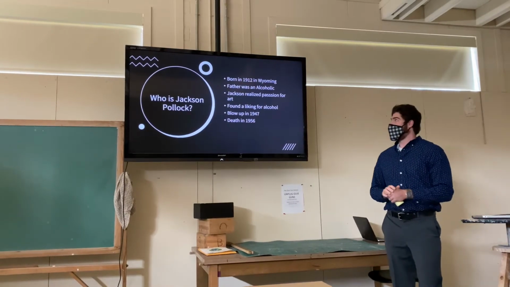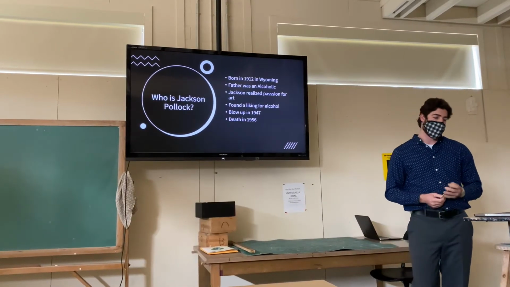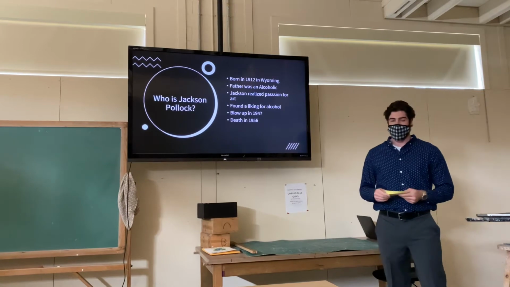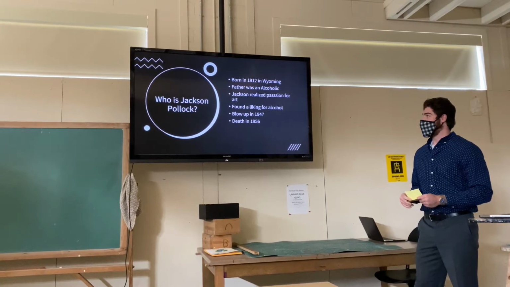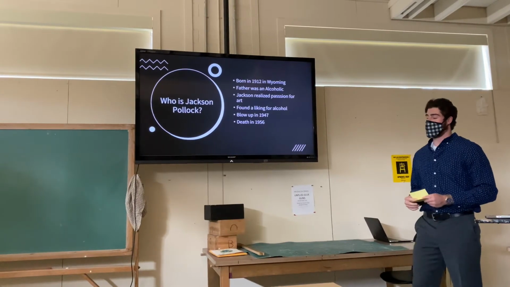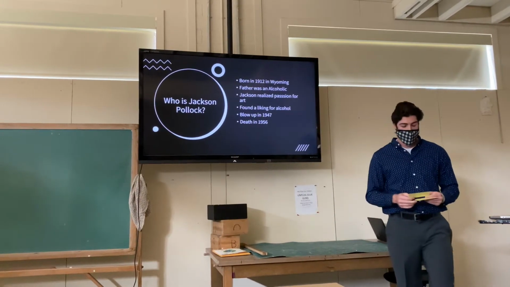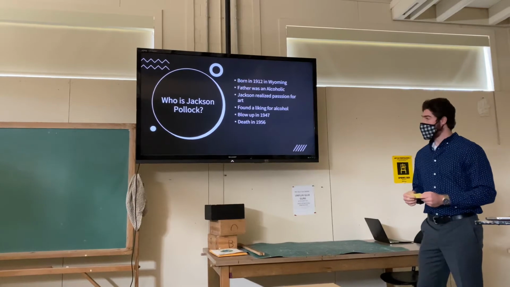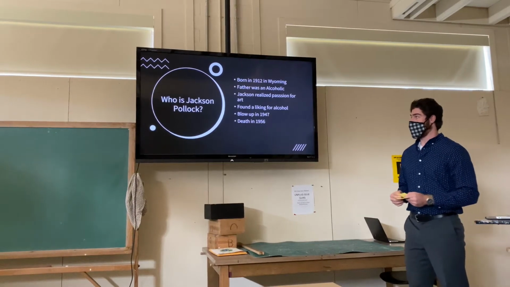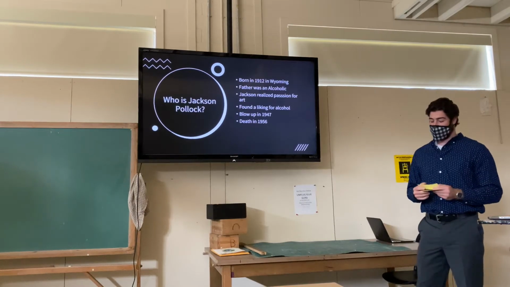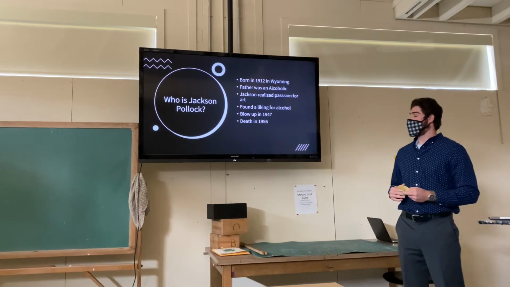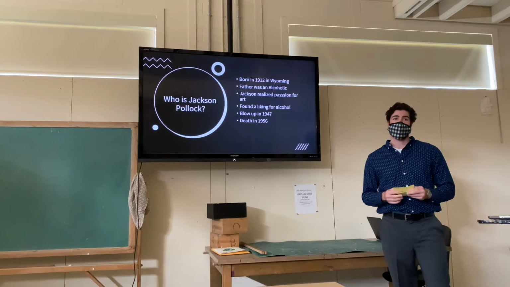Jackson Pollock was born in 1912 in Wyoming. His father was an alcoholic and was abusive towards him and his siblings. This caused his father to leave them at a very young age, so he was left with his siblings and mother. Jackson then found his love for art when he was in high school.